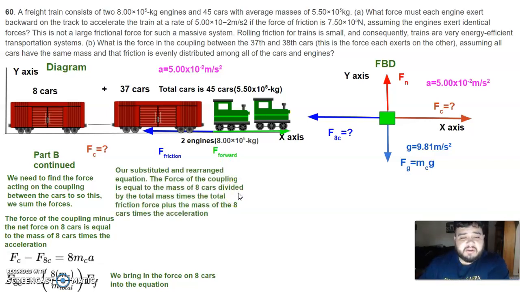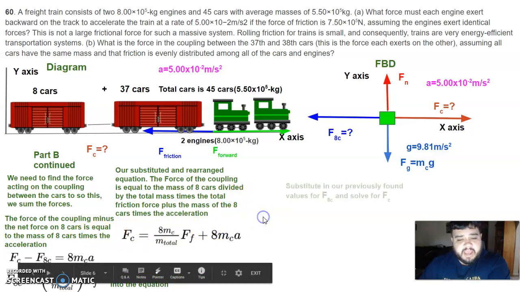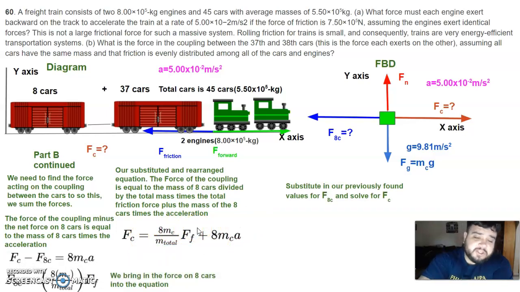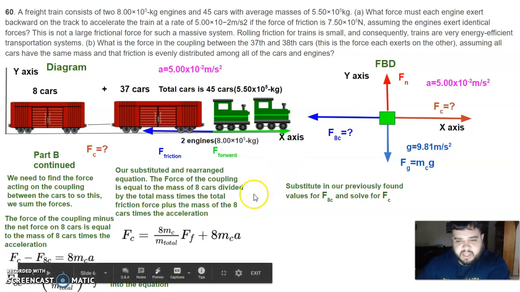With our substituted and rearranged equation, the force of the coupling is equal to the mass of 8 cars divided by the total mass times the friction force, plus the mass of 8 cars times the acceleration. So we have this manipulated and rearranged equation. To find the force on the coupling, we're simply summing the forces. Okay, so we have 8 m a plus the force of 8 cars, 8 times the mass of the cars divided by the total mass times the total friction force. So we're basically summing the forces in the x direction.